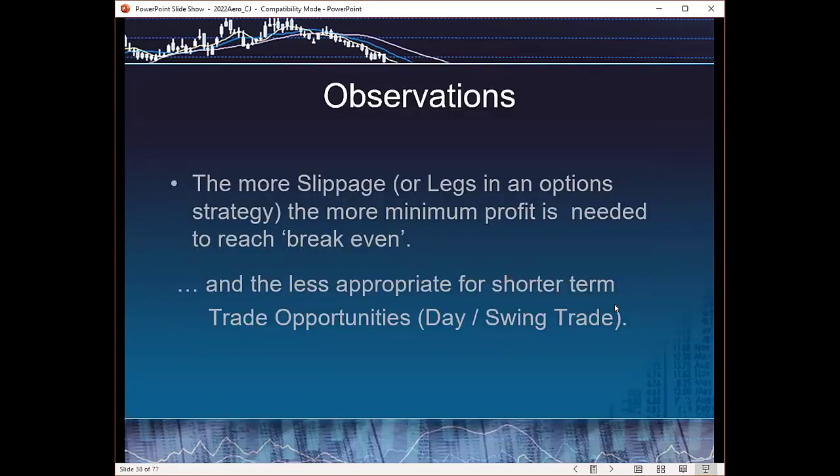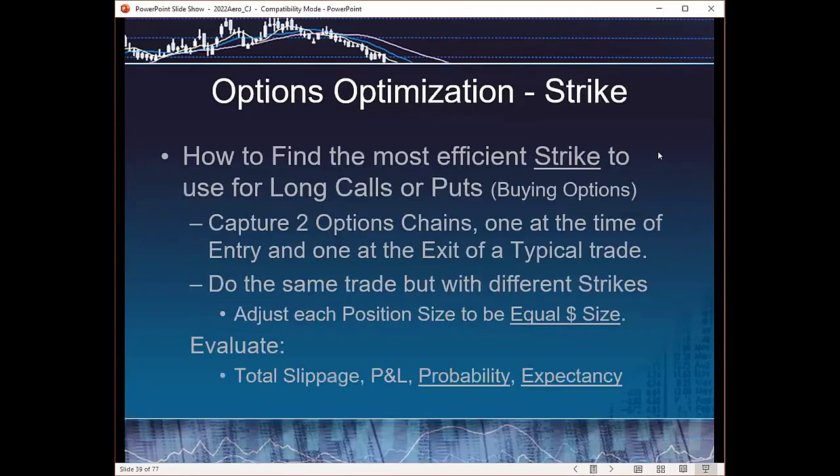Again, the more legs or more components, the more to overcome. I'm not saying don't trade it or it's not profitable. I'm just saying realize the cost of implementing it.